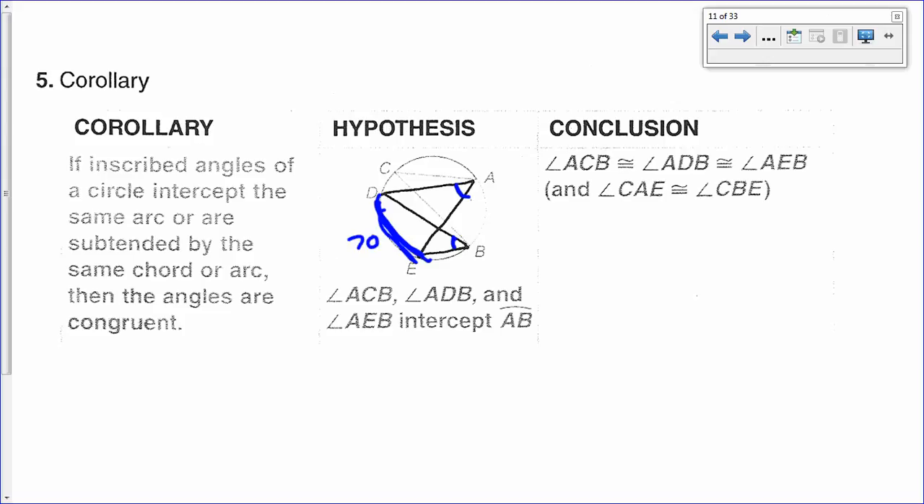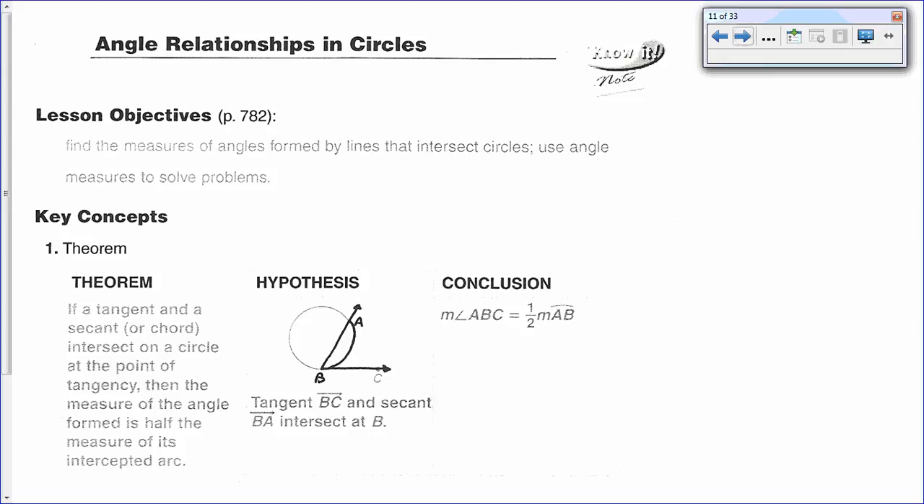If this is 70, then isn't this 35 and this 35? So if they're both 35, they're congruent. If I change this to 80, so what? 40, 40. Because they intercept the same arc, so they both have to be half of the arc. Therefore, they're congruent, so you get this conclusion right here. Again, we're not going to use that today, so I just kind of threw that in there because it kind of goes along with it.